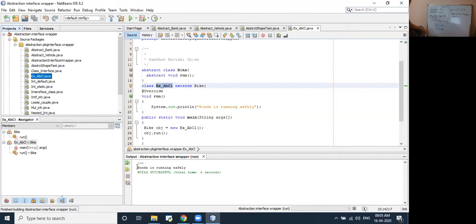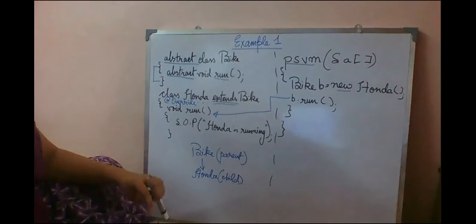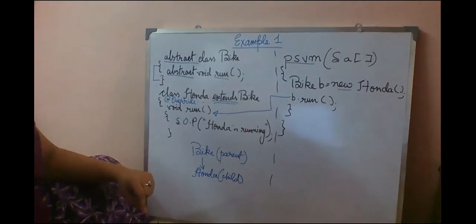Okay, so here we have got the output: Honda is running safely. I have highlighted the output. So now you can understand how this works. This is a very simple skeleton example of an abstract class and abstract method, and how we use them. We will be jumping to the next example. That will be example 2.